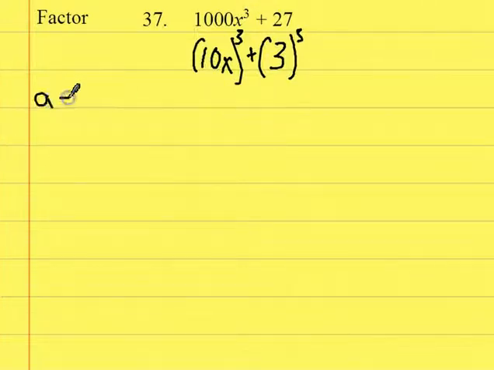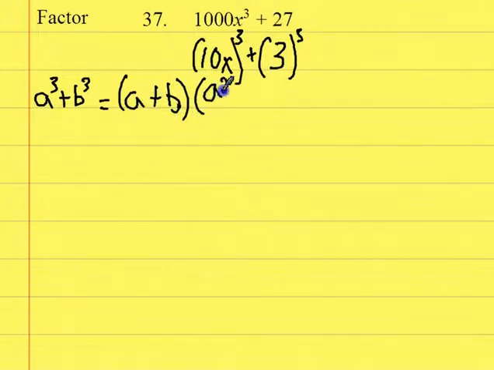And our a in this case, if we remember our form here, let's go ahead and write it down. If we have a cubed plus b cubed, it will factor into the quantity a plus b, and then we multiply by a squared minus ab plus b squared. So we have to ask ourselves, what's a? Well, a in this case is 10x. So wherever we see a, we just put in a 10x.